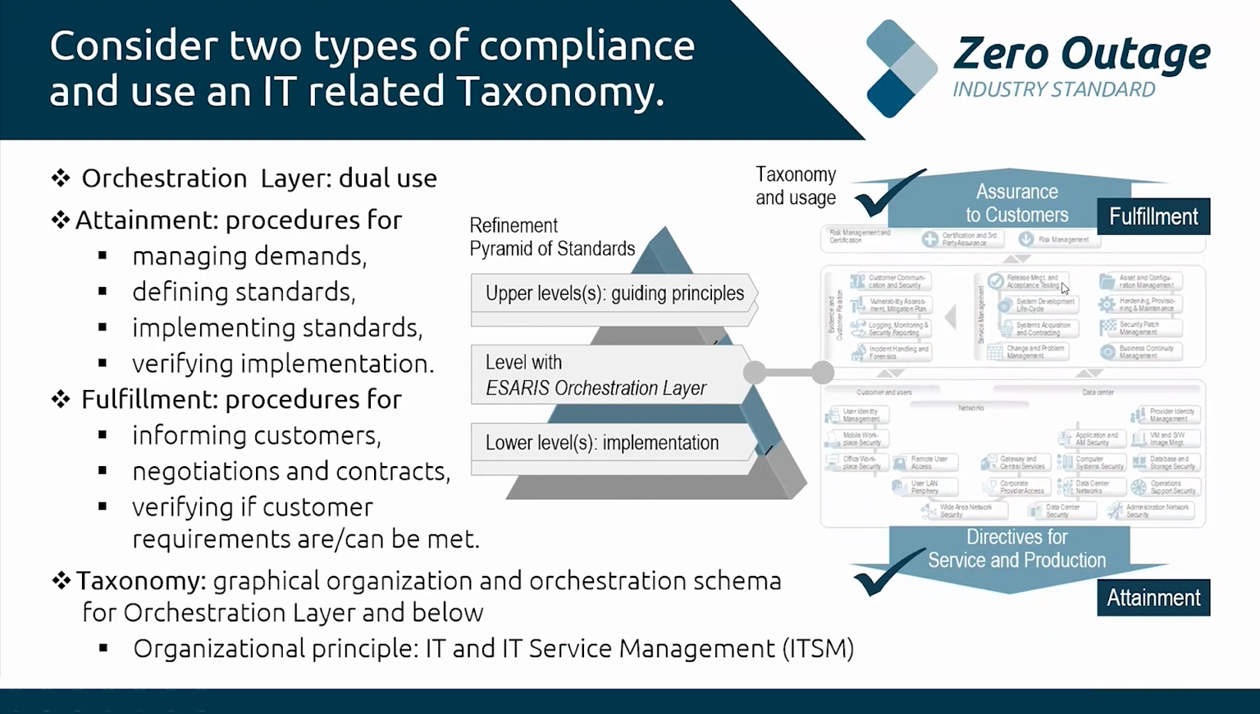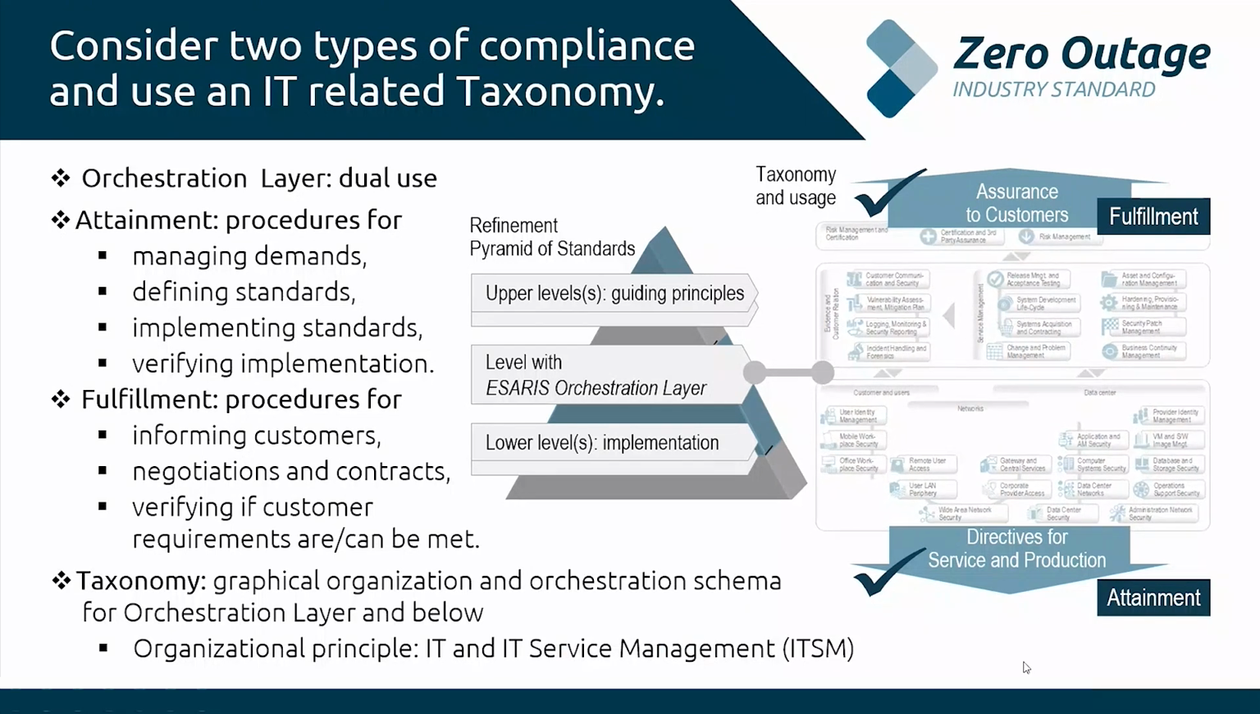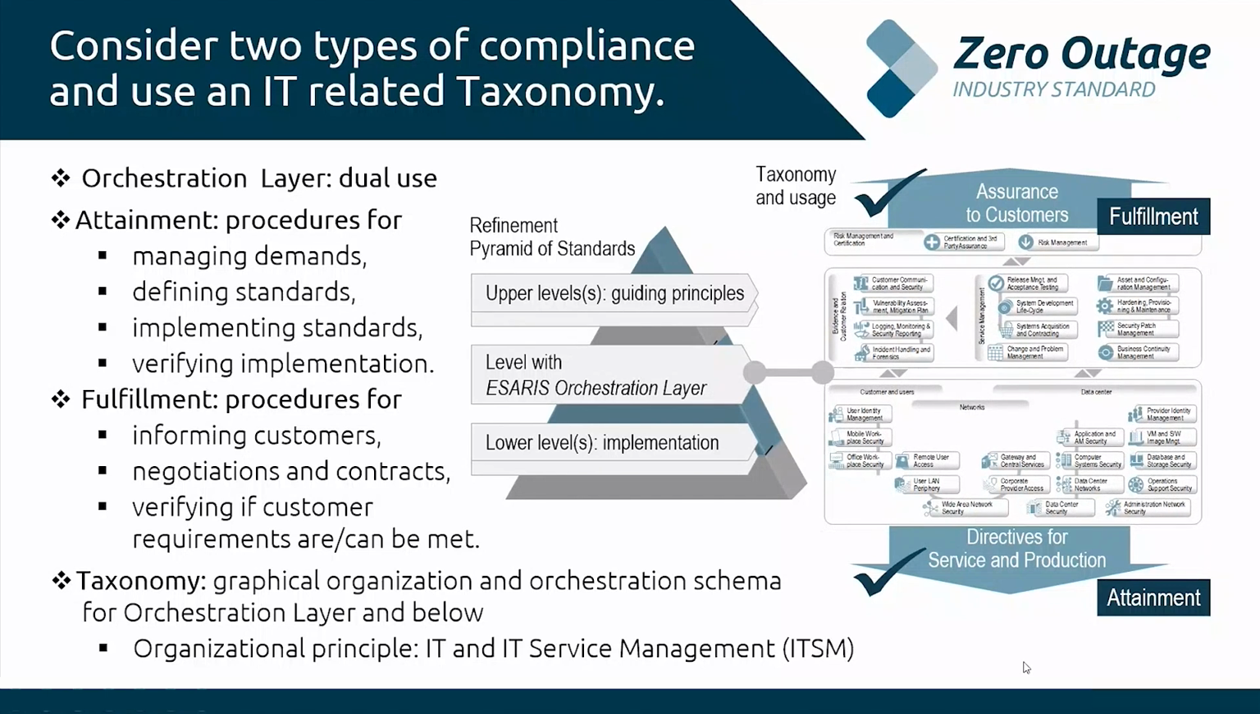So here in the middle, you have seen something which is called a taxonomy. In order to manage all these things in the fulfillment and in the attainment area, so demand management, defining standards, implementing, verifying, comparing and communicating these, you need to split the overall complex area of IT service security into different parts because there are many, many aspects. And this is exactly the idea behind having such a taxonomy, which you see here on the right-hand side.